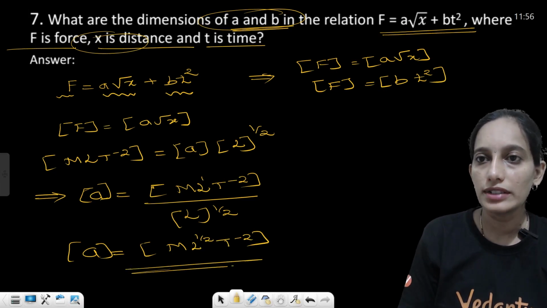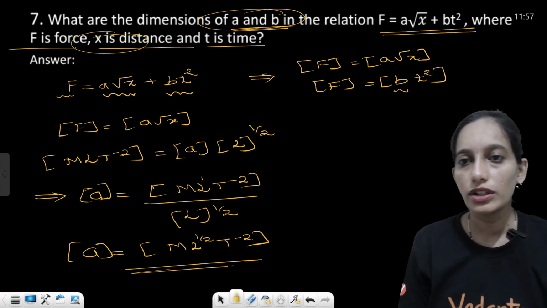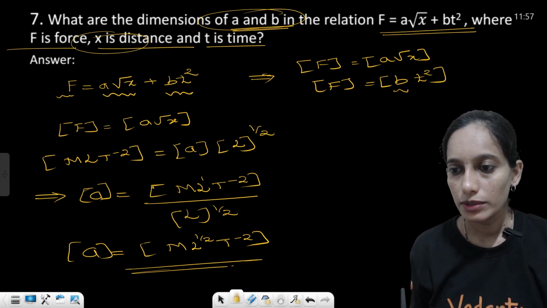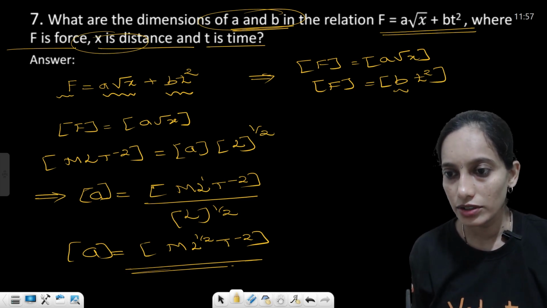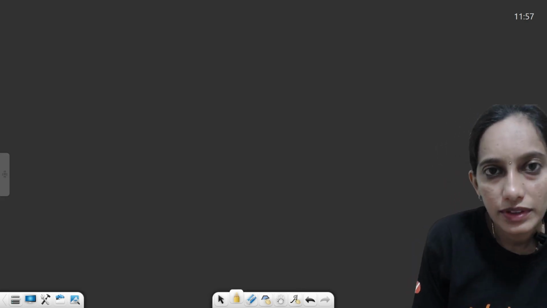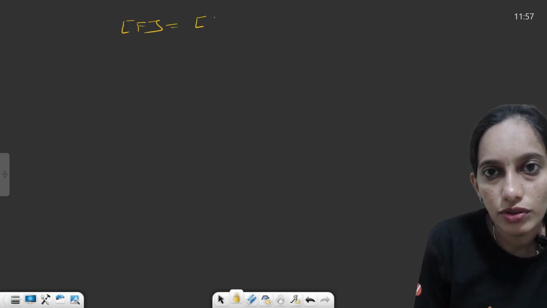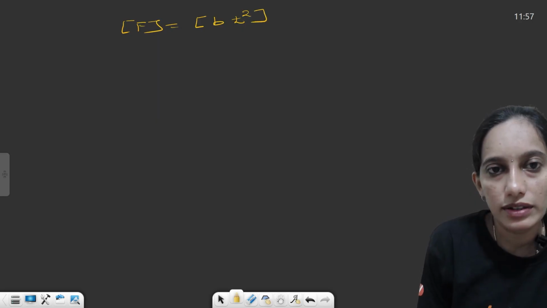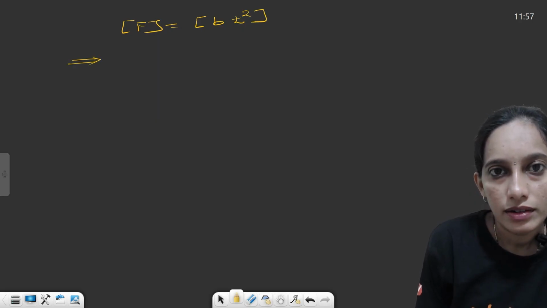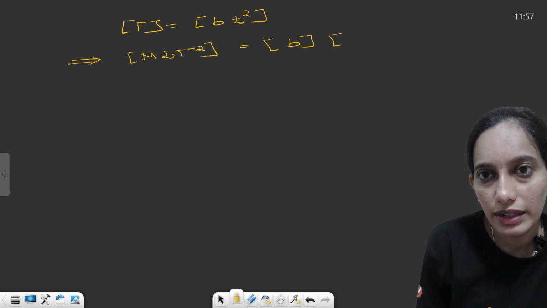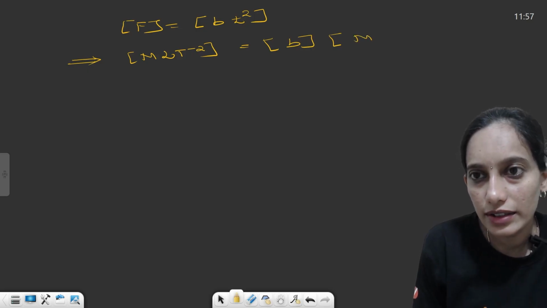Similarly, now we will try to find the dimension of b. For that, I should consider the dimension of F is equal to the dimension of b t square. So let me just write in the next page. We consider the dimension of F is equal to the dimension of b t square. So again, the dimension of force, m l t minus 2, is equal to the dimension of b into t square.